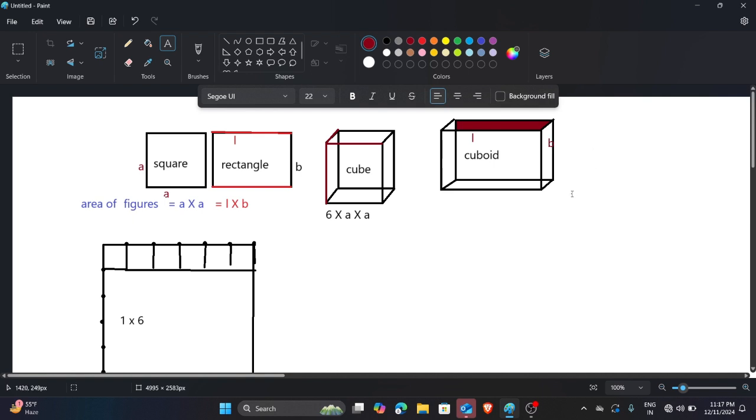Why is it not working? No problem, because this side has a width. So now the area of this is nothing but L into B, the breadth. Similarly for this side also.